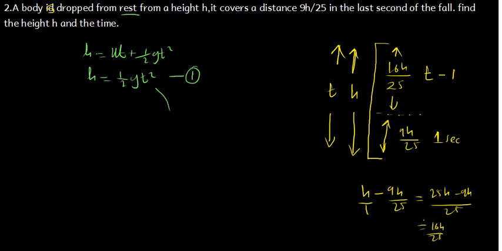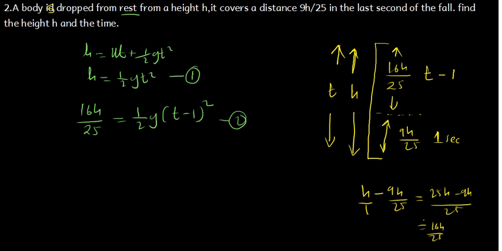And then in this same equation, we are going to substitute this height to find the time it will take to cover this height. So where there is height, we are going to substitute 16h divided by 25, and that is going to be equal to half g. Where there is time, it did this in t minus 1 seconds squared. So that will be our second equation.